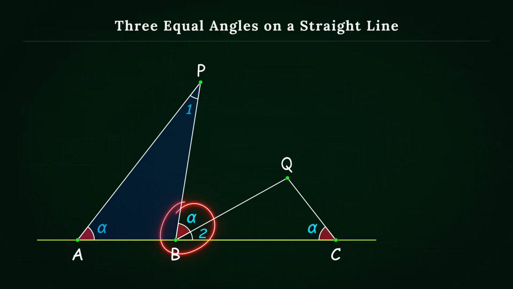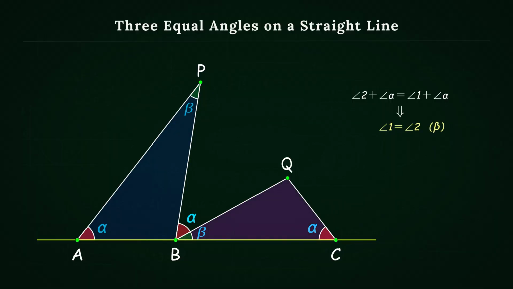Angle 2 plus alpha forms an exterior angle of the triangle. By the exterior angle theorem, it's equal to the sum of the 2 remote interior angles, which is alpha plus angle 1. This gives us our first conclusion, angle 1 equals angle 2. Let's label both of them as beta.